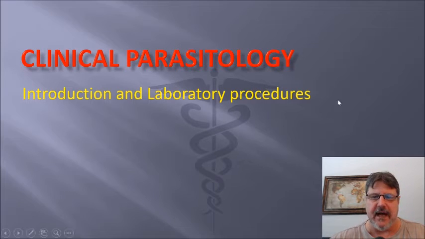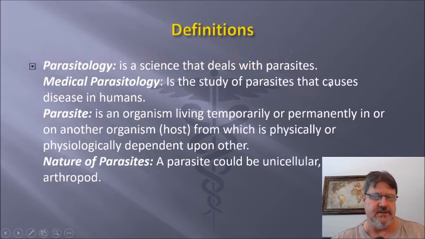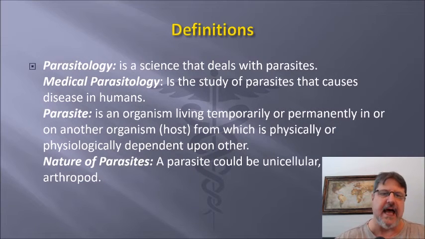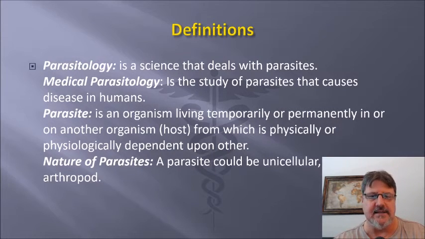So let's go ahead and start out with some definitions, right? Parasitology is the science that deals with parasites. A parasite is an organism living temporarily or permanently in or on another organism, the host, upon which it is physically or physiologically dependent. And parasites can be either unicellular, like an amoeba, a worm, like, say, Ascaris lumbricoides, or an arthropod.